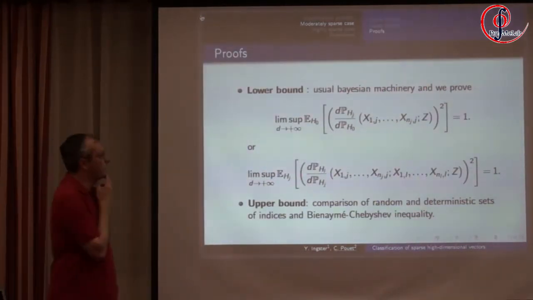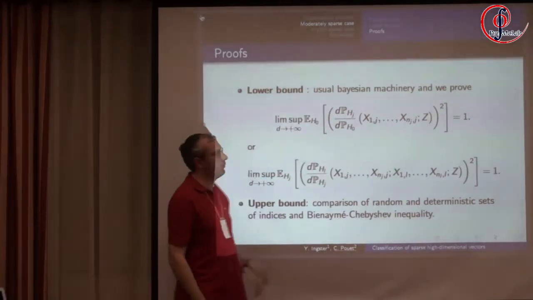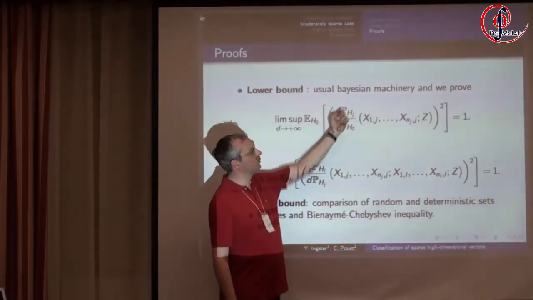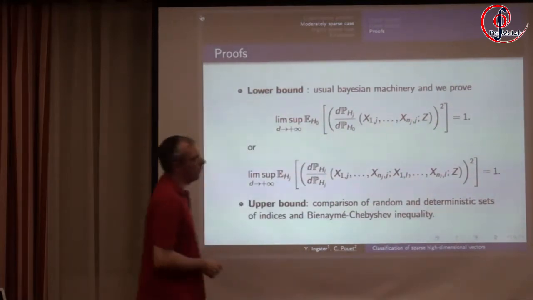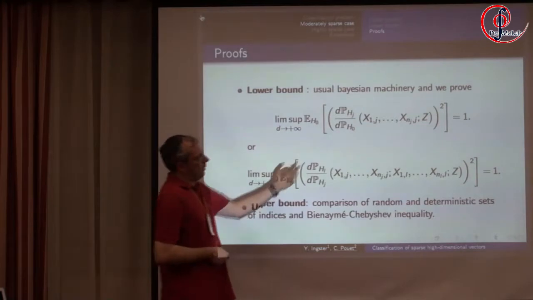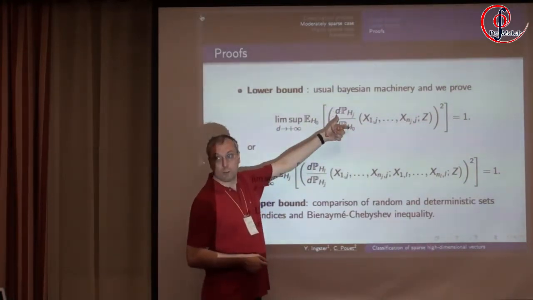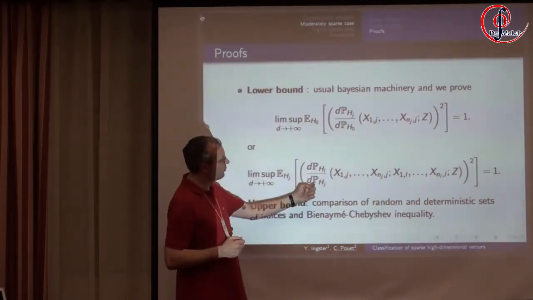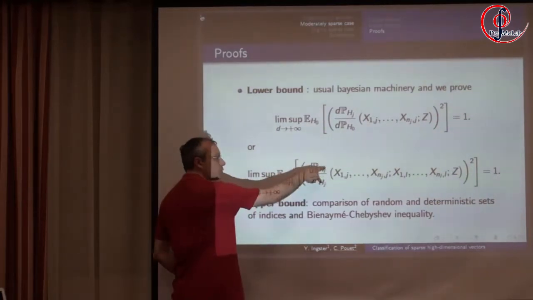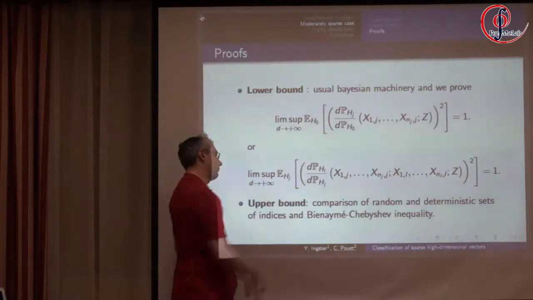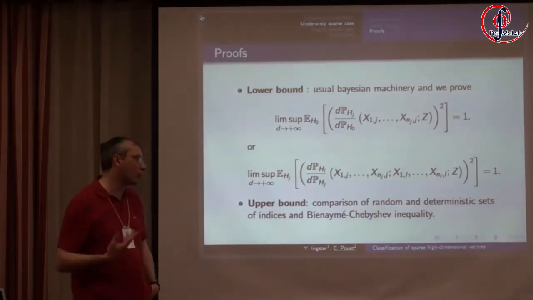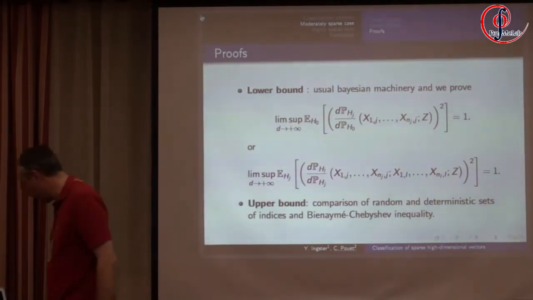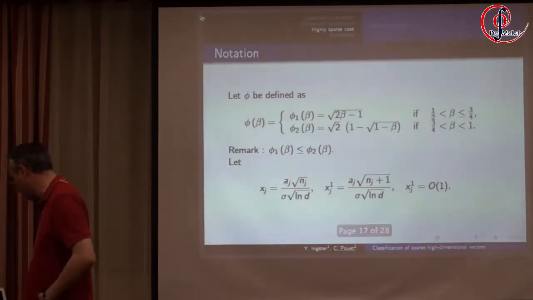So the proofs are, as usual, for the lower one, you use this Bayesian machinery. As usual, you try to compute, for example, the expectation of a likelihood ratio with power 2, and it has to go to 1. So this is for the case when your hypothesis is near the null hypothesis, and when you want to compare two large signals, let's say, you have to compute this likelihood ratio. So you have to take into account two samples where there is a signal, and this has to go to 1. And for the upper one, you have to make some comparison of random and deterministic sets of indices and some Chebyshev inequalities, so it's not difficult. You just have to be careful for all the calculation.